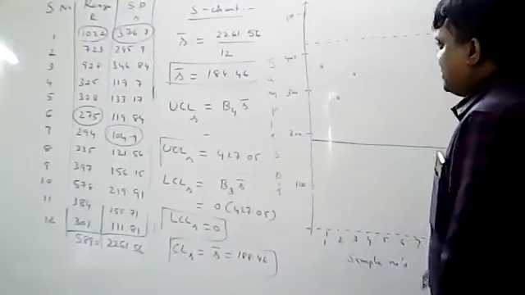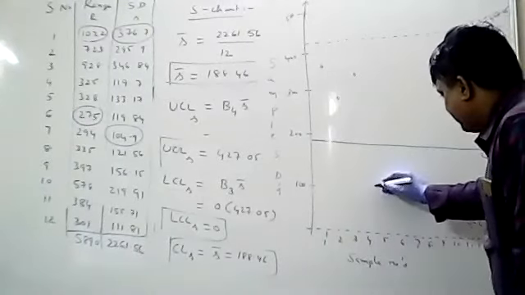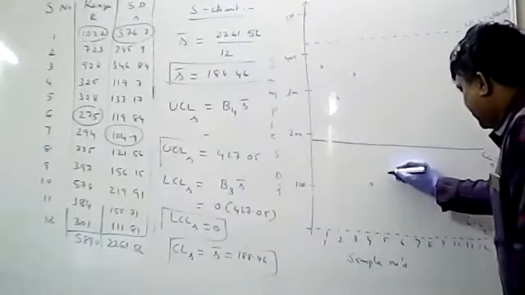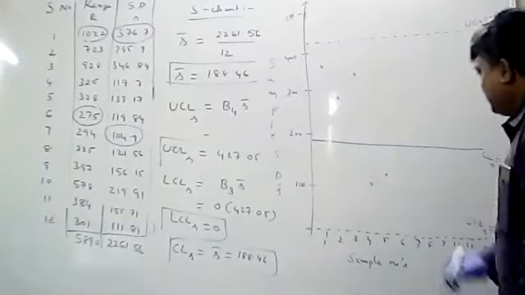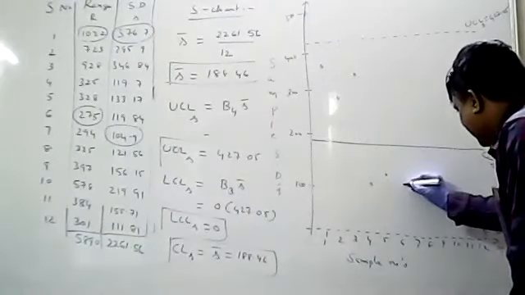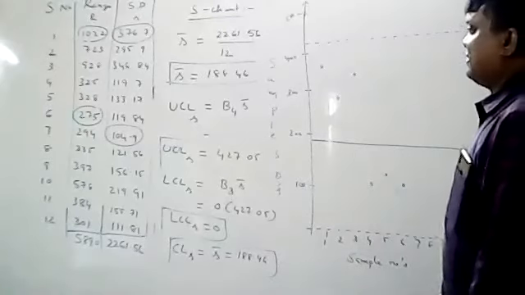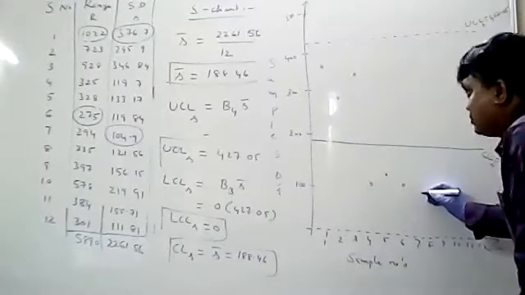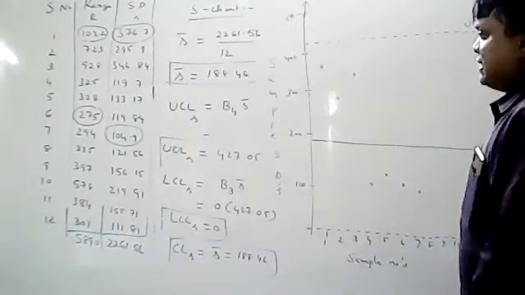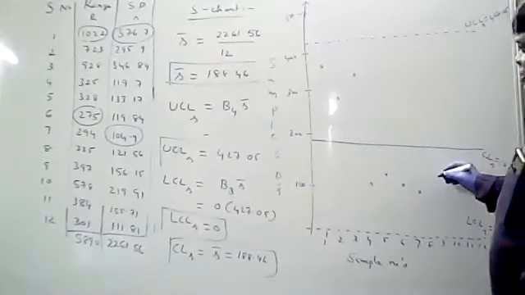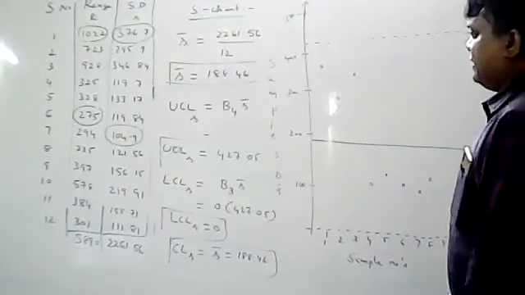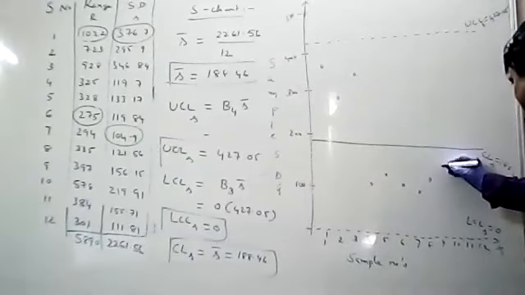Fourth sample 119.7. Fifth sample 133.17. Sixth sample 119.84, roughly. Seventh sample 104.9, roughly 104. Eighth sample is 121, roughly. Ninth sample is 156, roughly.